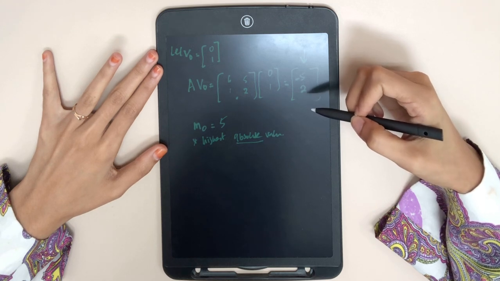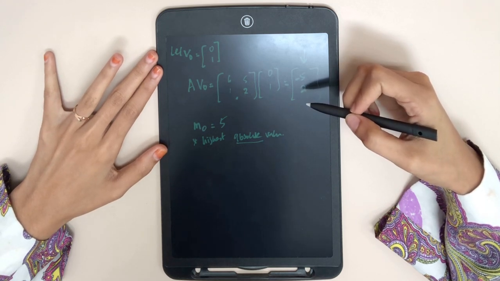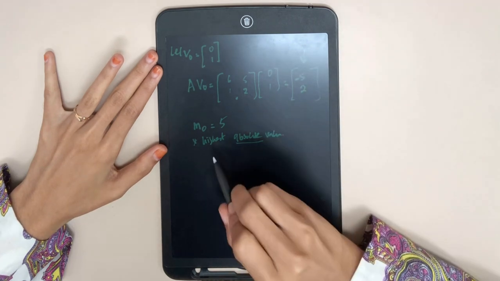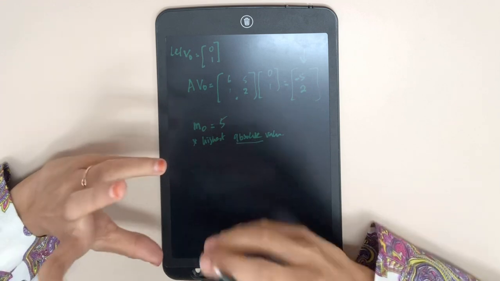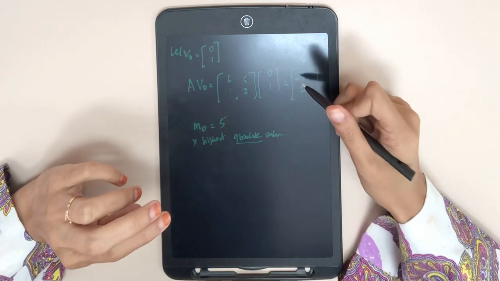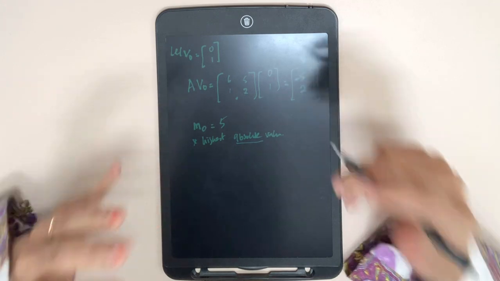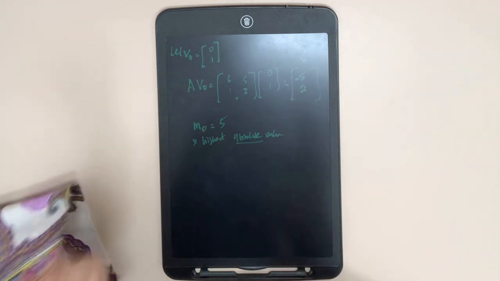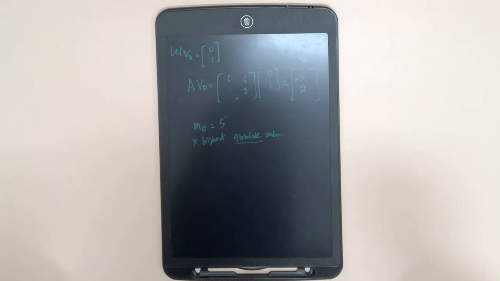Oh, maybe some of you answer 2. No, it's wrong. If your answer is 2, it's wrong because the keyword, the main point here, is the highest absolute value. Even though here it is negative, we assume that one is positive because it's all absolute.